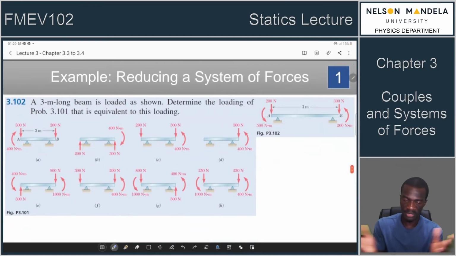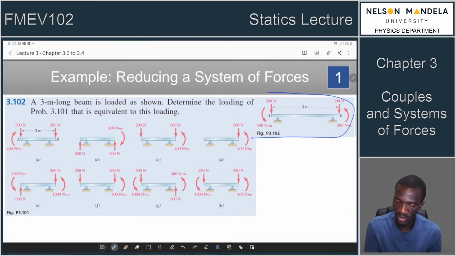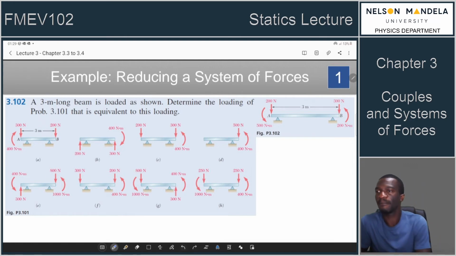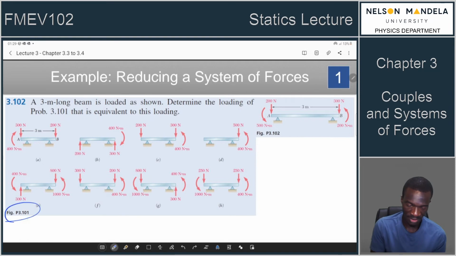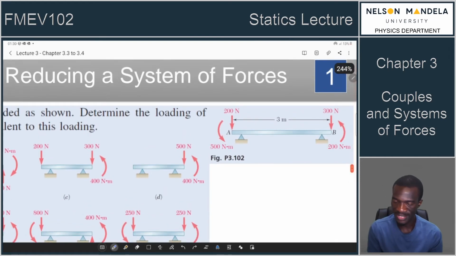This example here is just showing us how we can apply this concept. We've got a 3-meter long beam. It's loaded as shown there. Determine the loading of problem 3.101 that is equivalent to this loading. So this is problem 3.101. Which loading is the same as what we have here? What do we actually have here?